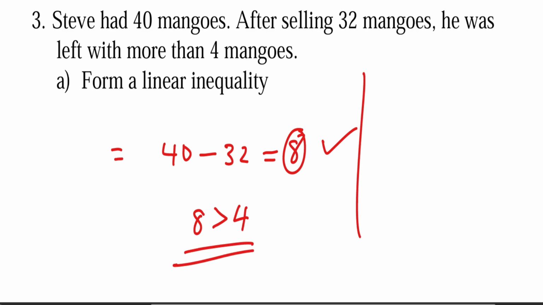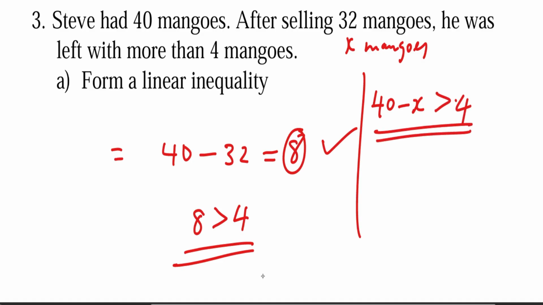But there's also the case where they don't tell you the number of mangoes sold. Let's say x mangoes. Just assume that instead of 32 it is x mangoes. So whatever he remained with should be 40 minus x, which is greater than 4. That is if the number of mangoes was not stated there.